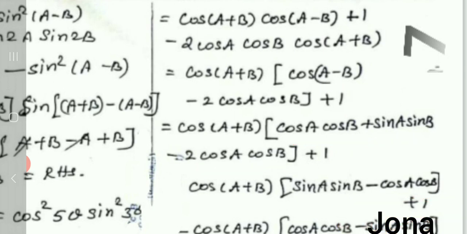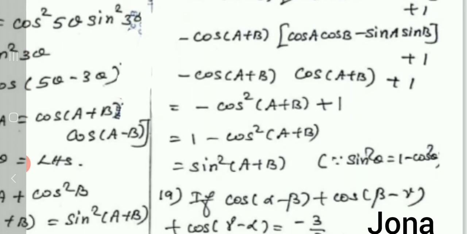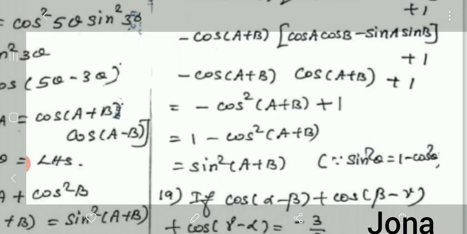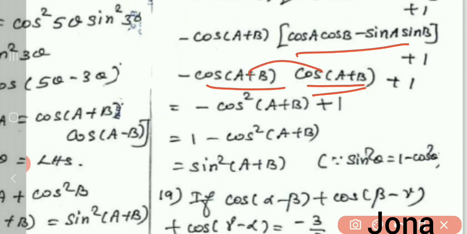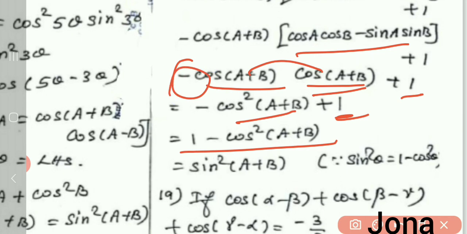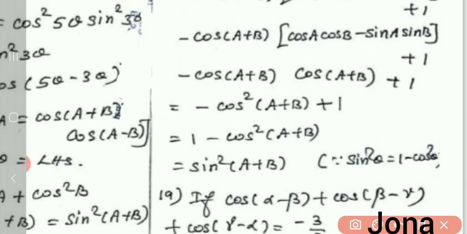And then again I can write the formula, I can write this as cos a cos b minus sin a sin b. This is the formula for cos of a plus b. So already we have the factor as cos of a plus b there. So if you multiply both the things, it will be cos square a plus b. This plus 1 is here. So I can write this as 1 minus cos square a plus b.